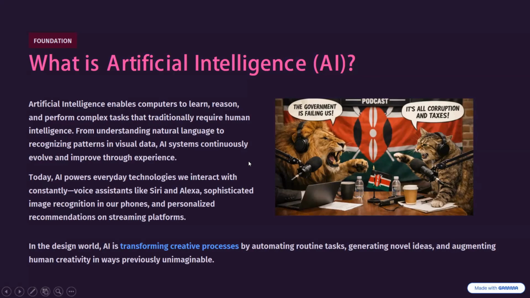So in this design world, AI is transforming the creative process by automating routine tasks, generating novel ideas, and augmenting human creativity in ways previously unimaginable. Now, what is happening in the field of AI? You cannot imagine, because we are able to automate most of the tasks that we used to struggle with. Nowadays, they can be done very easily.